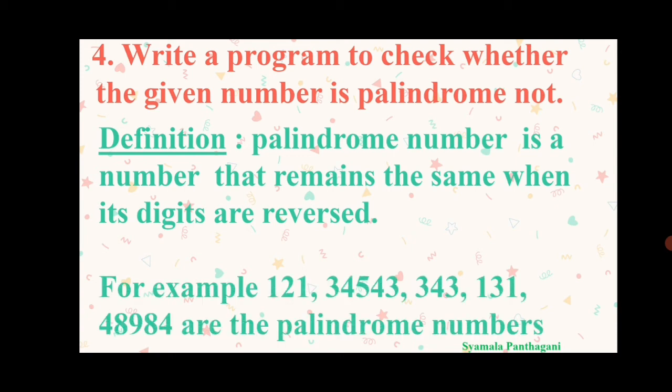For example, 121. If I reverse this 121, again that number is 121. 34,543 is there. If I reverse that number, the number remains the same. Here 343, 131, 48,984 are palindrome numbers. These are some examples of palindrome numbers.